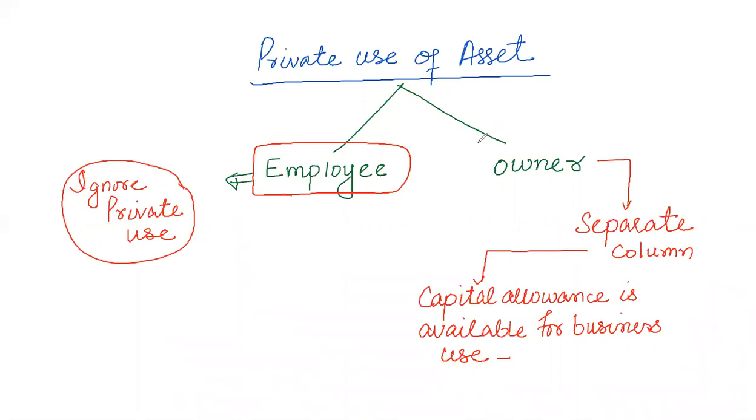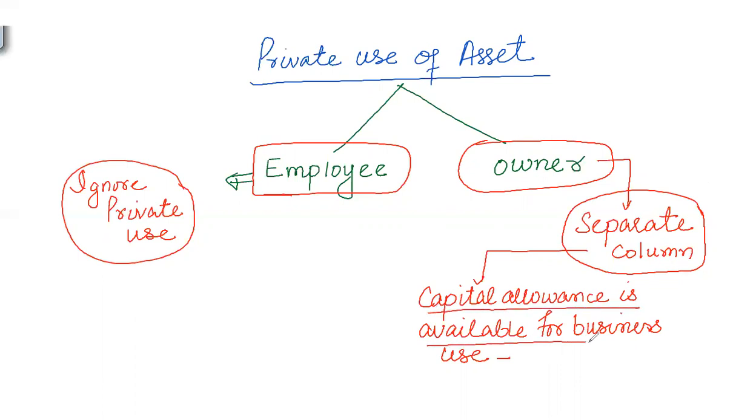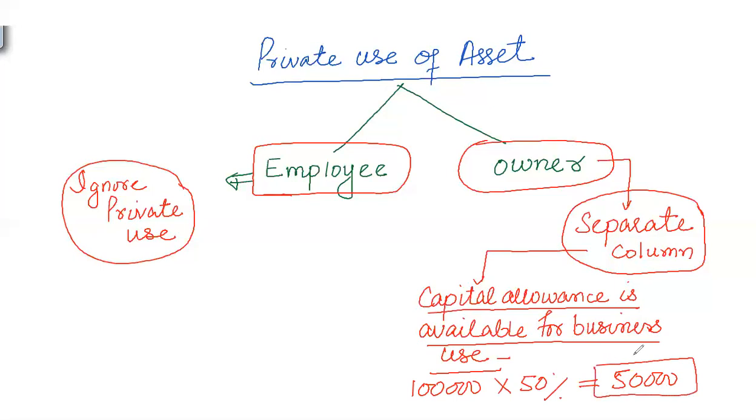But as far as the use by the owner is concerned, if a sole trader uses an asset for private purpose, then that particular asset is to be treated as a separate item, and a separate column is to be created. In that separate column, when you calculate capital allowance, that is AIA or WDA or first year allowance, the capital allowance is only available for the business use. That means if eligible capital allowance is 100,000 and the business use is 50%, then we can only claim 50,000. So capital allowance is restricted up to the business use.